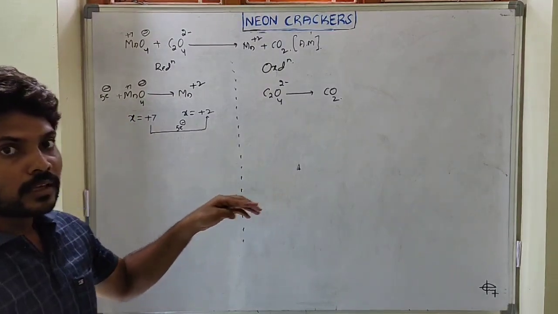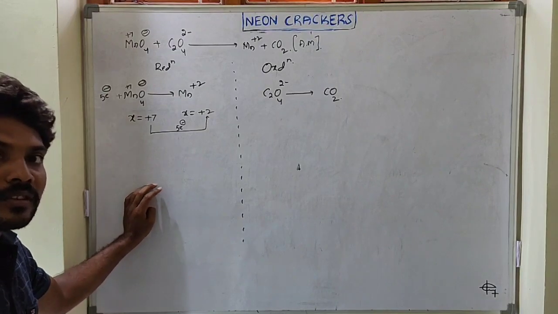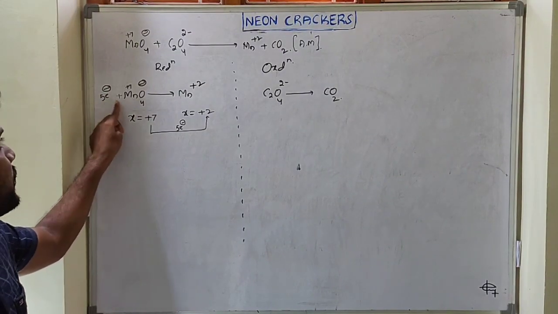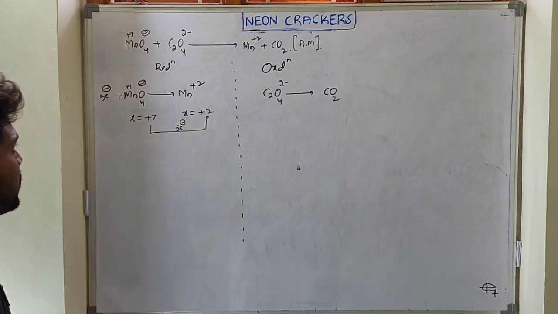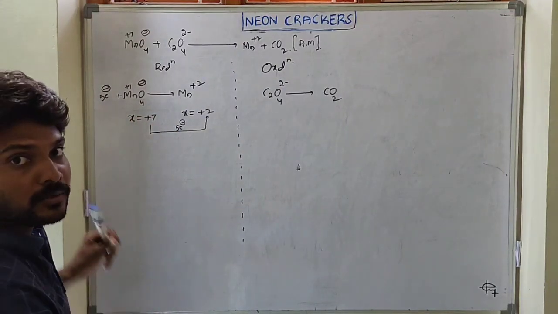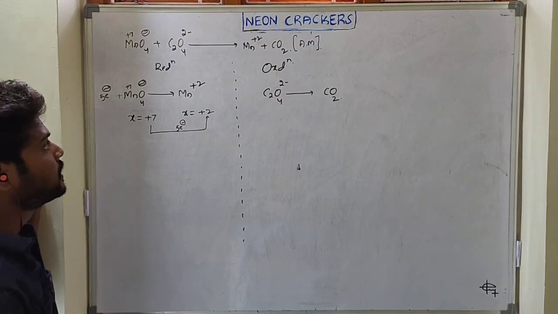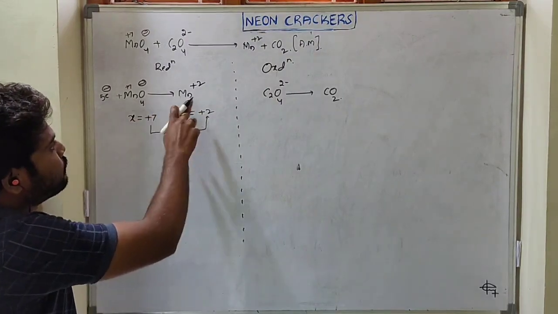The third point is what? Add the proper number of electrons to the side having more oxidation state. So 5 electrons to be added. Next point is what? Balance the oxygen atoms by adding water molecules.